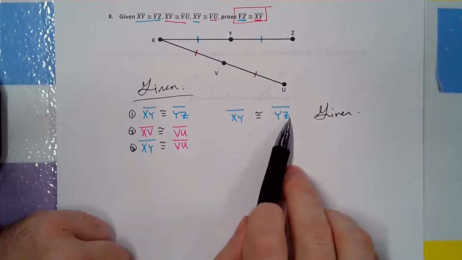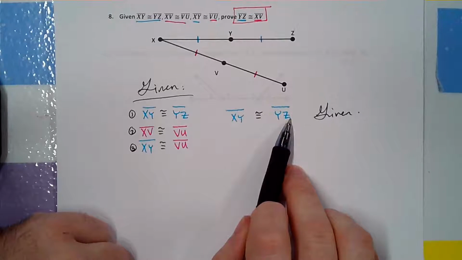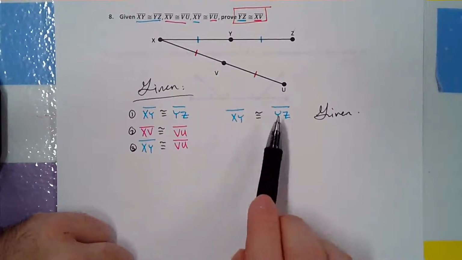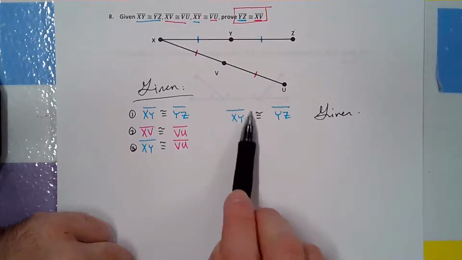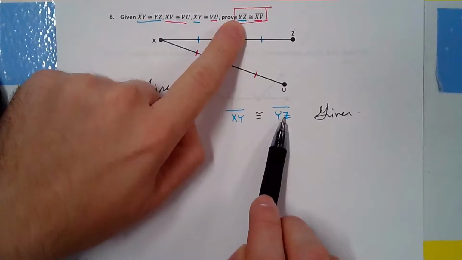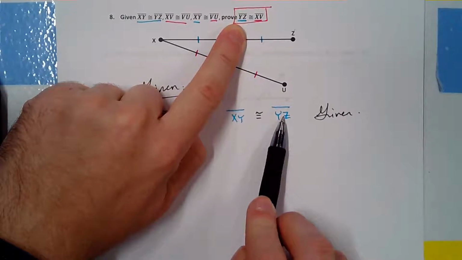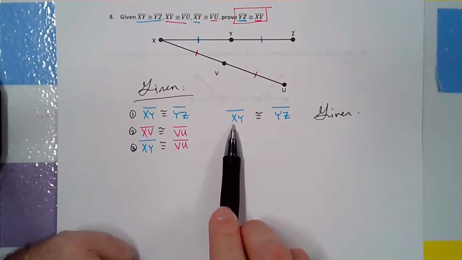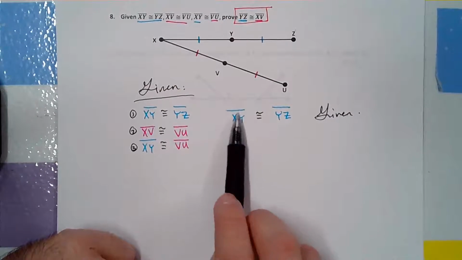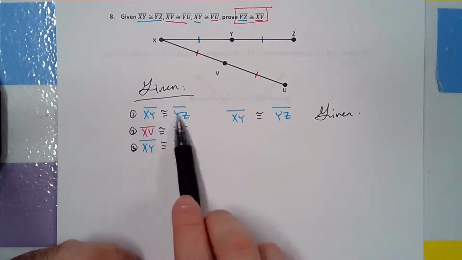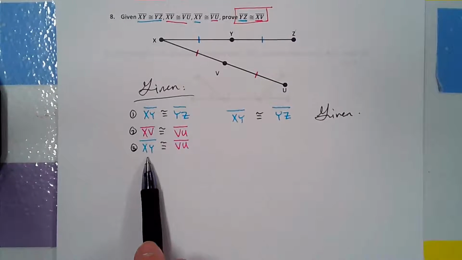Now, instead of saying XY, YZ, we want it to say something with YZ and XV. So we need to switch this guy out. This guy can stay. This one must go. How do we get rid of that XY and get it closer to an XV? Well, the only thing we have with XY in it, other than the one we just used, is this guy. So XY is the same thing as VU.